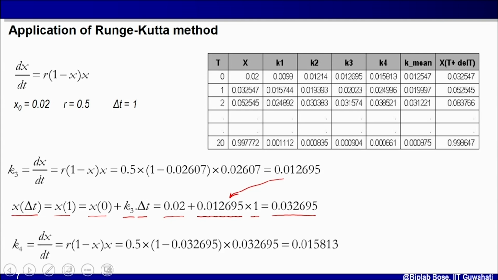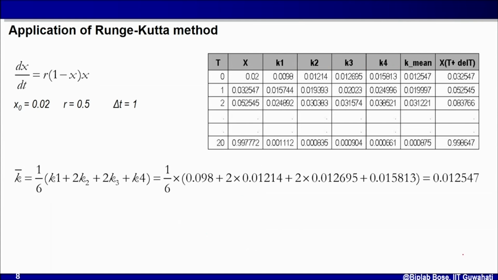Now let us calculate K4. If I draw a line having slope dx dt at that point, the slope of that line will be K4, equal to dx dt, equal to r into 1 minus x into x. R is 0.5, and x is 0.032695 that I have calculated just now. So these two values are here. If you multiply, you get a value of K4 as 0.015813. So what I have got? I have got K1, K2, K3, K4.